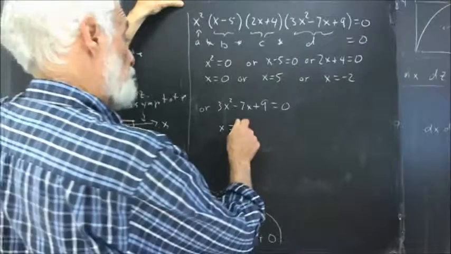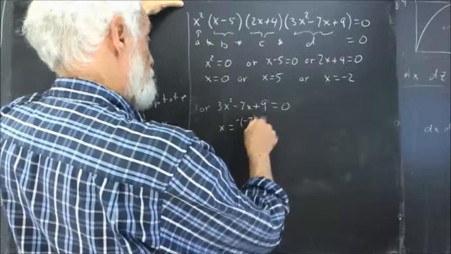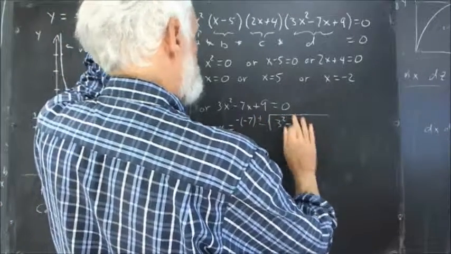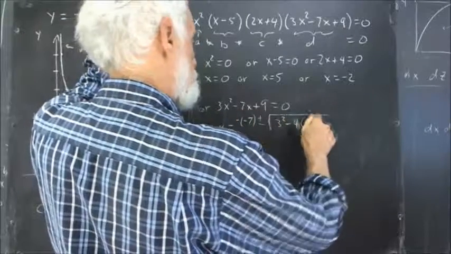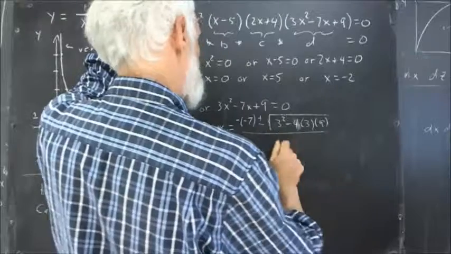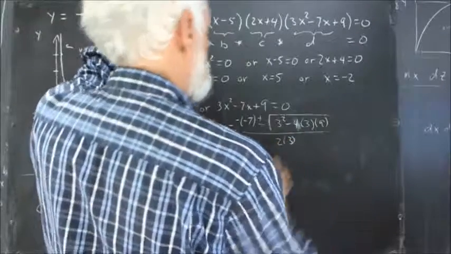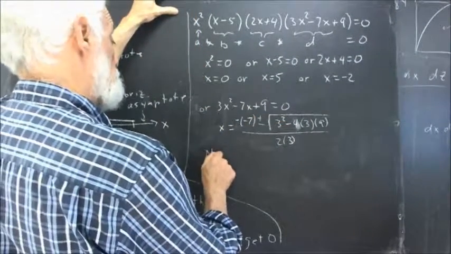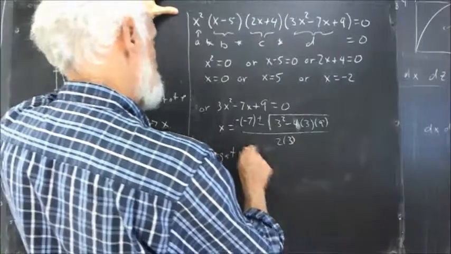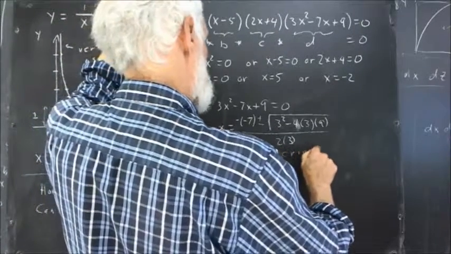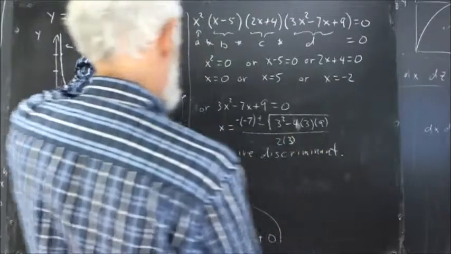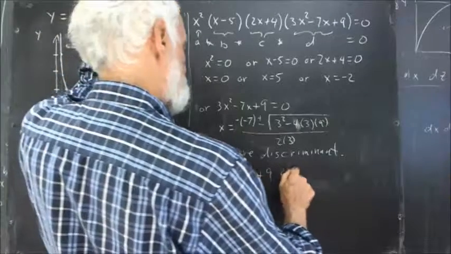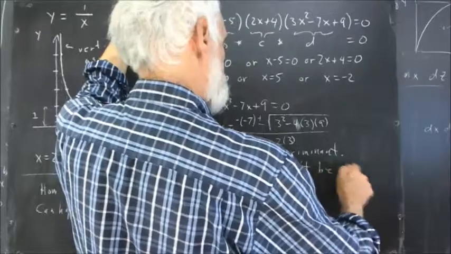And assume you know the quadratic formula. x equals minus negative 7 plus or minus the square root of 7 squared minus 4 times 3 times 9, divided by 2 times 3. The problem we're going to have is this is negative. So we have a negative discriminant. So that 3x squared minus 7x plus 9 can't be 0.